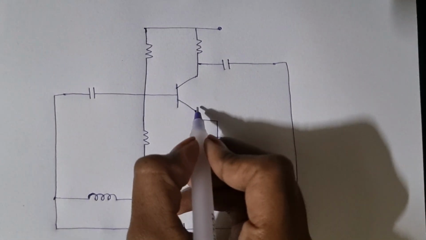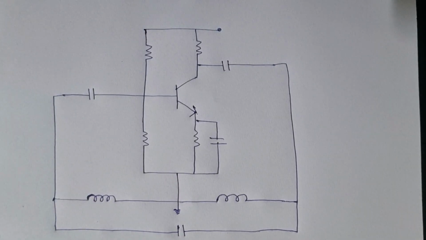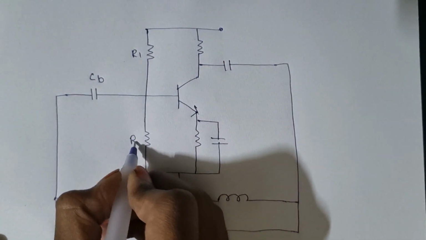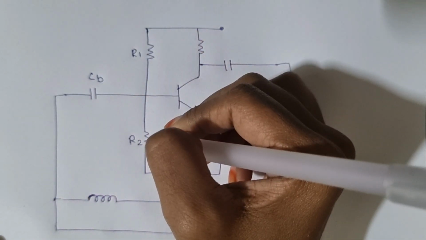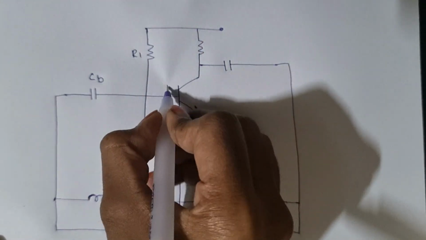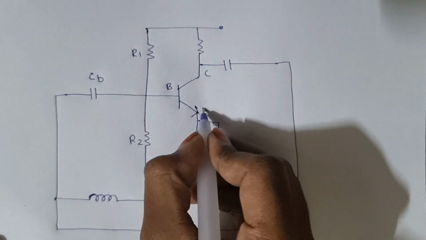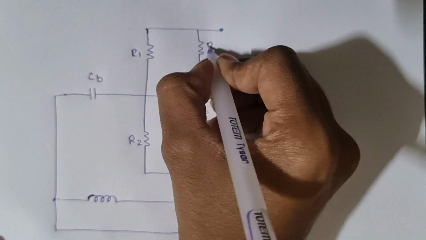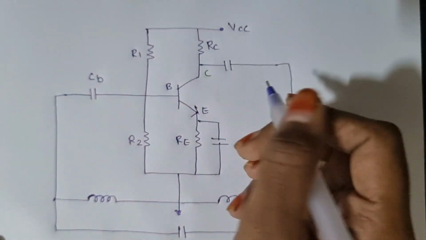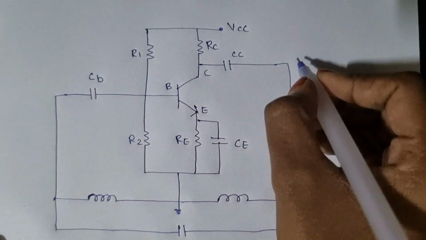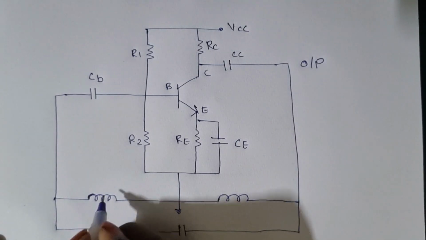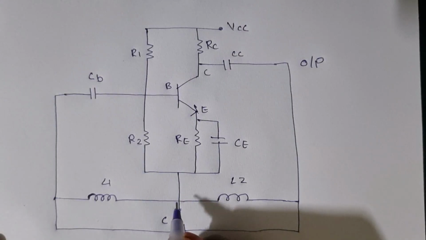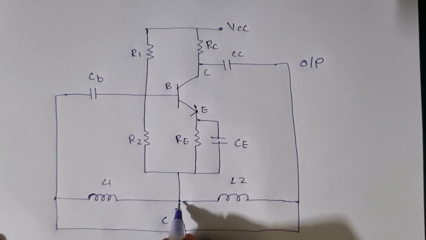So this is the CE configuration. So this is CB, this is R1 and R2. These two resistors are used for the biasing purpose. This is the base, collector, emitter. This is the RE resistor, CE capacitor, RC, and this is VCC, and this is CC, the coupling capacitor, and this is the output. This is L1, L2, C, and we're going to connect these two inductors to the ground.